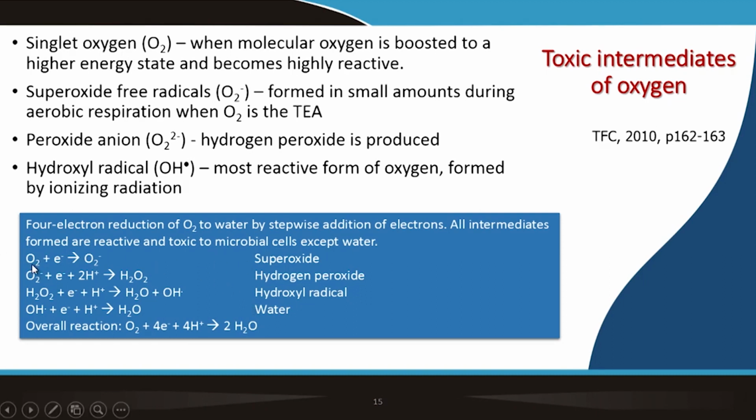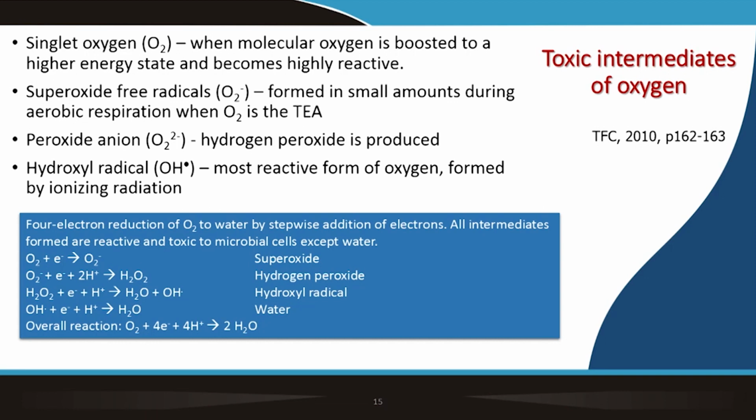So if we look at the first reaction, molecular oxygen plus an electron will result in O2 minus. This is called superoxide. This superoxide plus 1 electron and 2 protons will result in hydrogen peroxide. Hydrogen peroxide plus an electron and a proton will result in hydroxyl radical and H2O, and this hydroxyl radical plus an electron and a proton will result in water. So overall, when you have oxygen as your terminal electron acceptor, there are several steps in the process. All of the intermediate compounds that are produced are toxic to microbial cells.